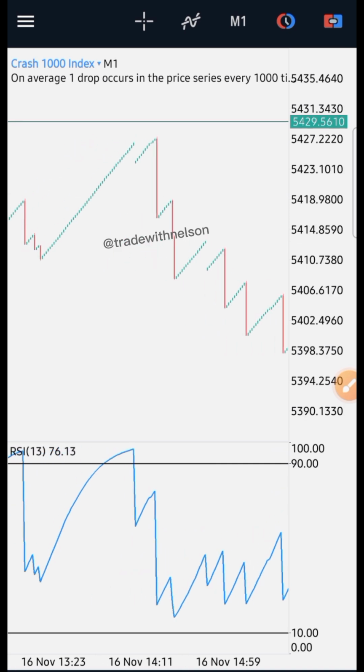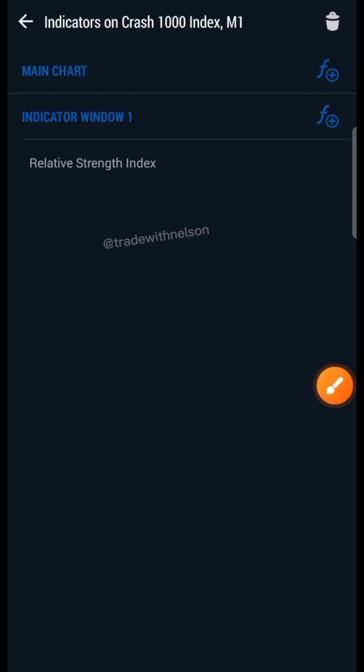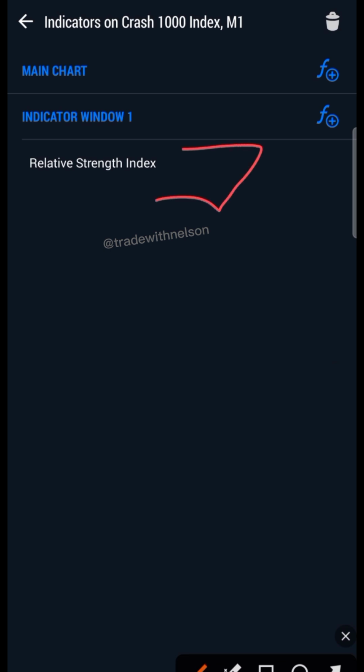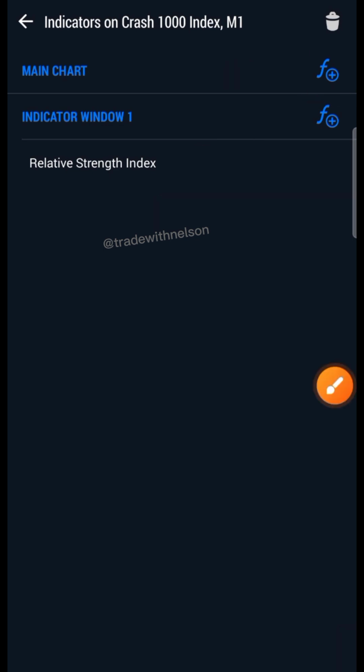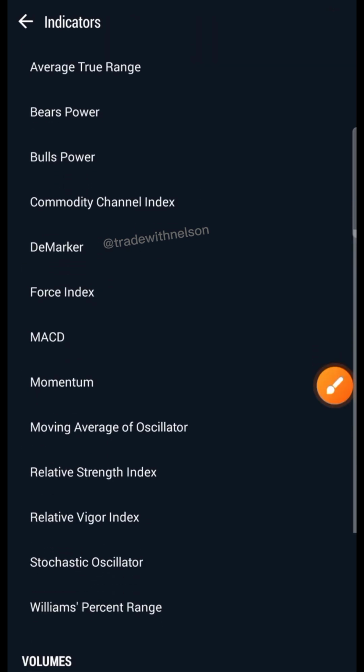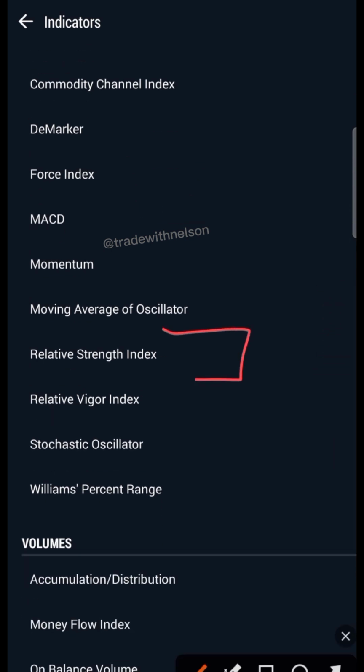So guys, let me show you the settings of the indicator I use, the RSI. So first thing you do is you go to your indicator icon here. So once you click on that, you see that the only indicator I have is the relative strength index. So for you to select that, you click on this F icon. So if you click on that, you scroll down. This is your relative strength index.